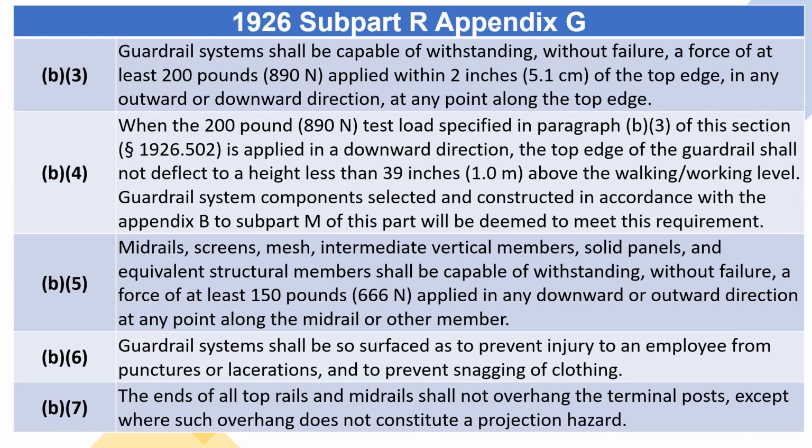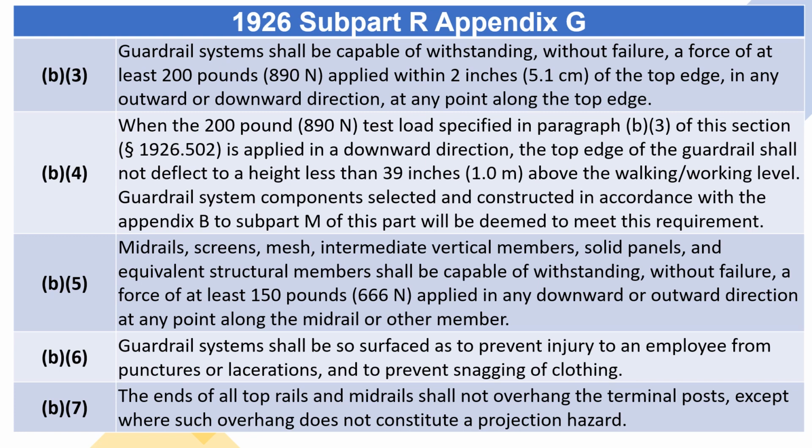(b)(3) Guardrail systems shall be capable of withstanding, without failure, a force of at least 200 pounds (890 N) applied within 2 inches (5.1 centimeters) of the top edge, in any outward or downward direction, at any point along the top edge.